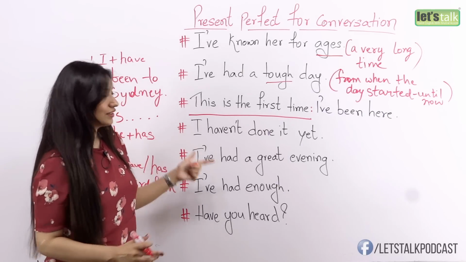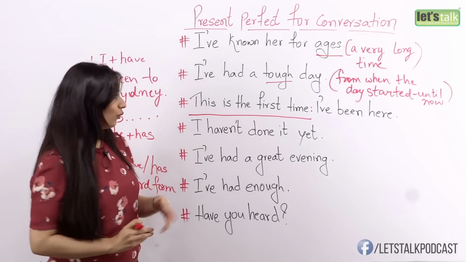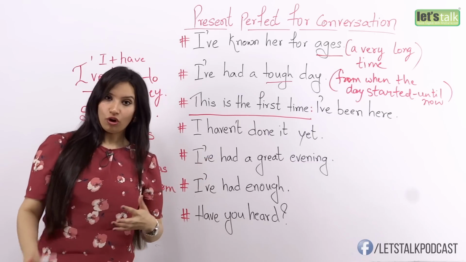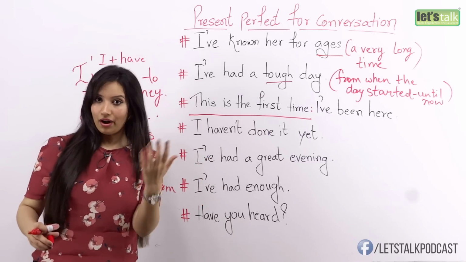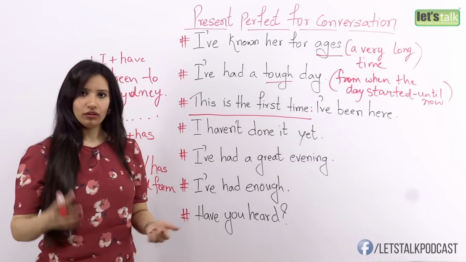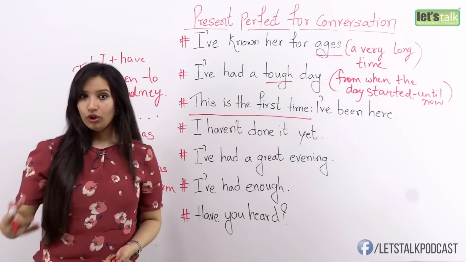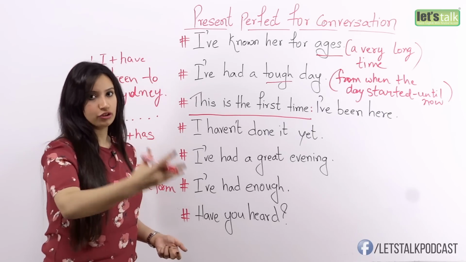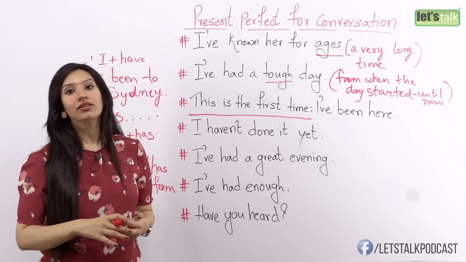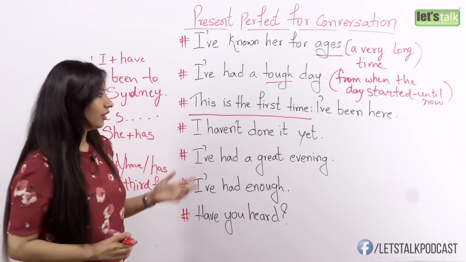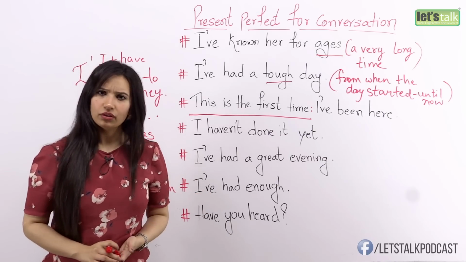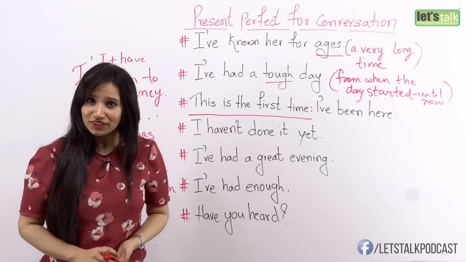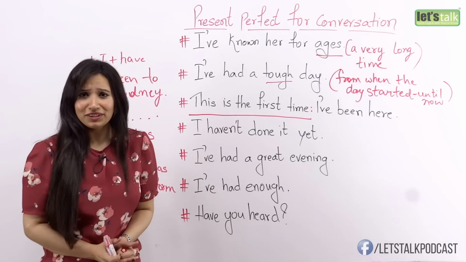I haven't done it yet. So this is also used to talk about an event in the past. So let's say your mother asked you to take the garbage out of your room or to take the rubbish out of the dustbin and you haven't done it. And your mom says, have you taken the rubbish out? And you haven't done it. So you could say, I haven't done it yet, Mom.